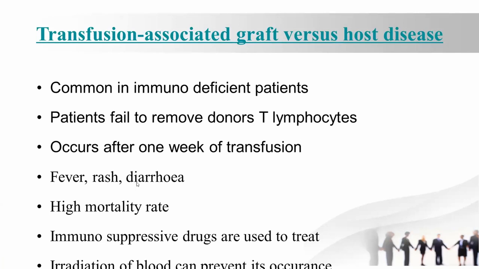Graft versus host disease is common in immunodeficient patients. The pathogenesis is that the patient fails to remove the donor T lymphocytes because they are immunodeficient, and there is some degree of T lymphocyte engraftment in the recipient. During this process, there is an immune reaction, and it usually happens after 1 week of transfusion. The manifestations are fever, rash, diarrhea, and there is high mortality associated with GVHD.